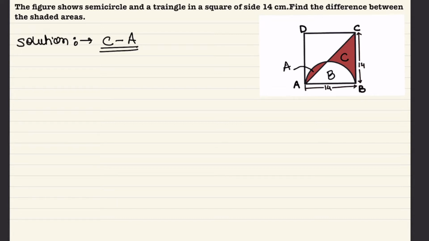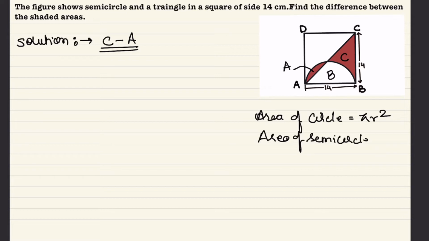Now, let us see the formula for the area of a semicircle. The area of a circle is given as pi r square. So, a semicircle is half of the circle, and the area of a semicircle will be half pi r square. Now, the area of a triangle is given by half into base into height.